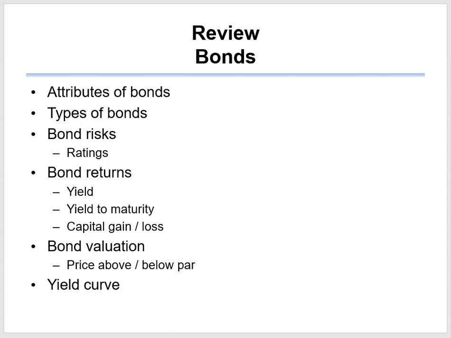Those are based upon the interest and the payments that I get. But we may sell our bond early, before maturity. If we sell it and make a profit, we have a capital gain. If we sell it and lose money, we have a capital loss.